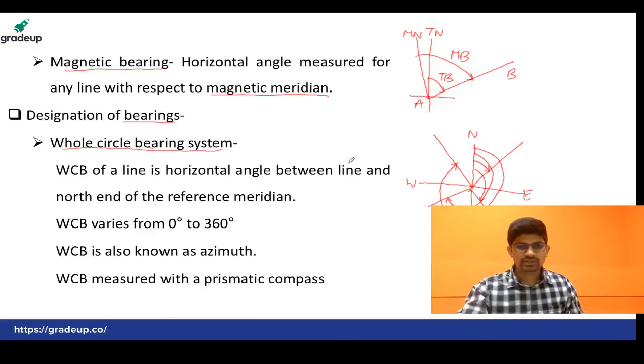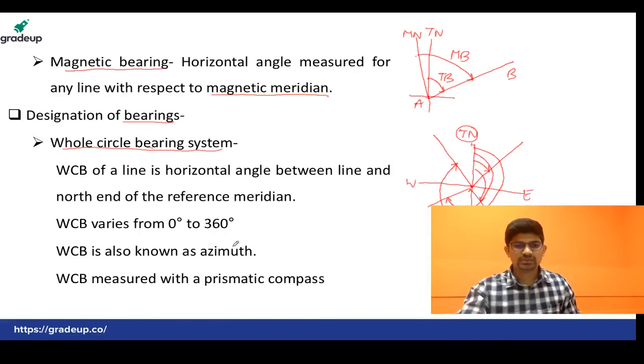So in whole circle bearing, the angle is measured from the north end of the reference meridian, that is true north. From this you will measure the angle. No matter in which quadrant the angle is falling, you will measure from true north. So as you can see, it varies from 0 to 360 degrees. It is 0 degrees when it coincides with north, and if it goes around and coincides here, then it is 360 degrees.